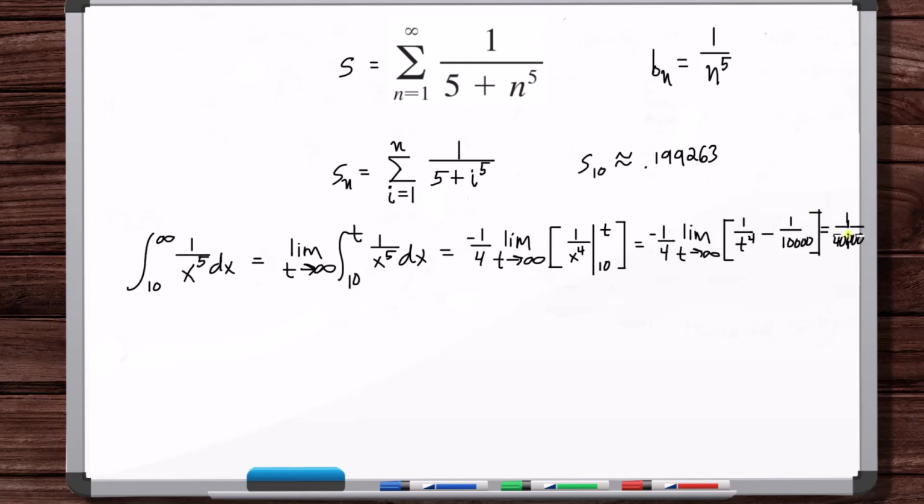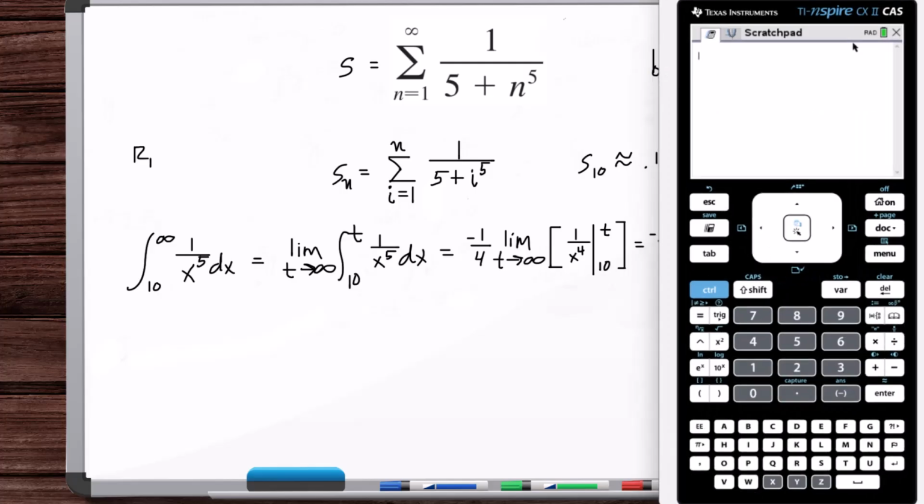You could stop here and say that the T sub 10 here is always less than or equal to, and so what is 1 over 40,000?